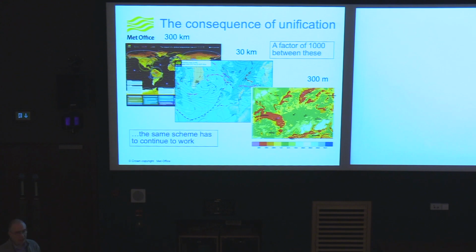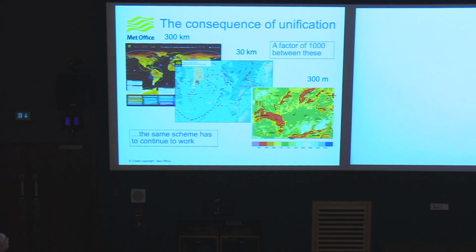One of the challenges of that is if we have a unified model running from these very coarse, very long timescales to very high resolution, very short timescales, we need a single numerical scheme that can work at all those resolutions and timescales. And so here, this is a map of what the impact of a 4-degree warming on the Earth's climate would be. So that was run at a resolution of about 300 kilometers, but run for a very long time, 100 years or so.